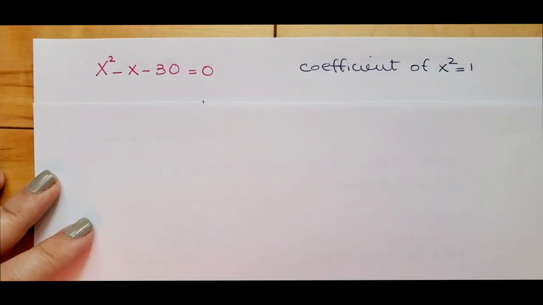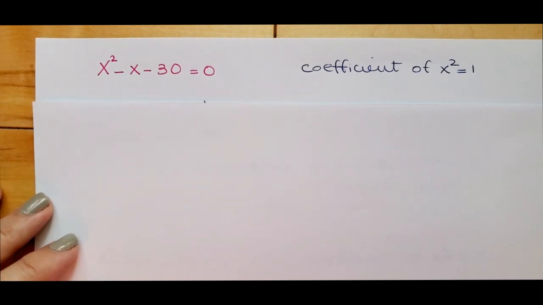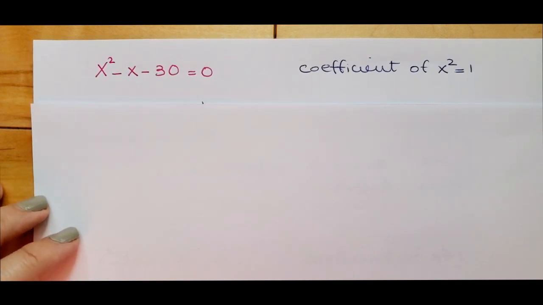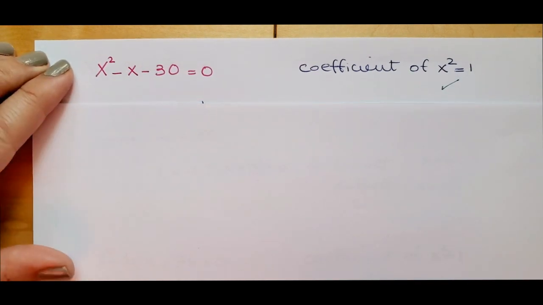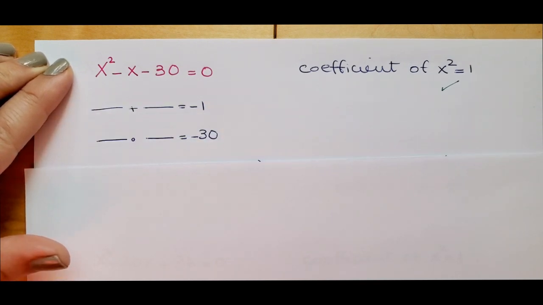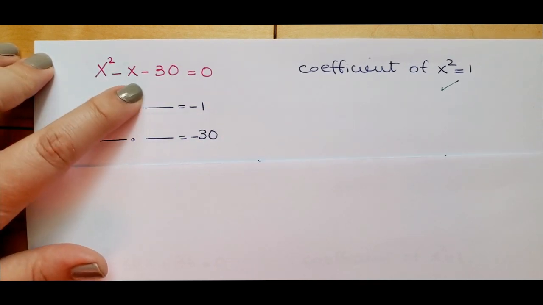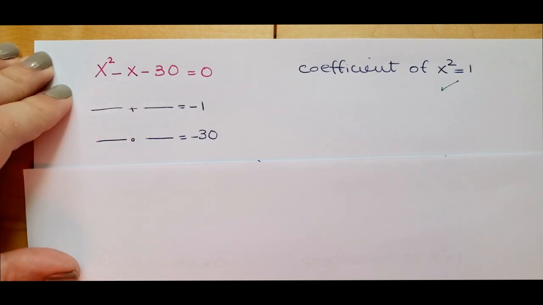Example 5, x squared minus x minus 30 equal to 0. Let's check the coefficient of x squared. It's 1. So that means we are on the right track. We can use this method. We are looking for two numbers. If we add them, we get negative 1. If we multiply them, we get negative 30.